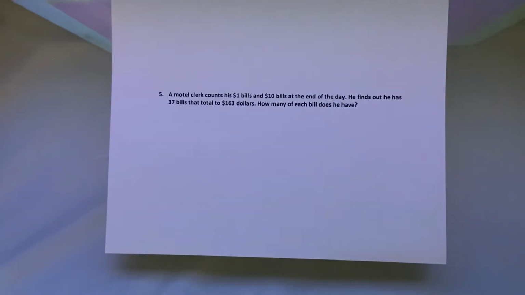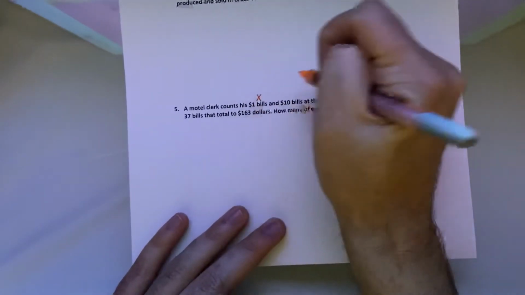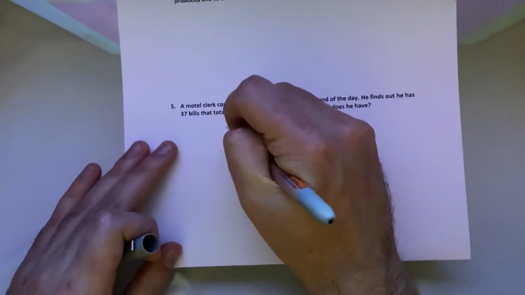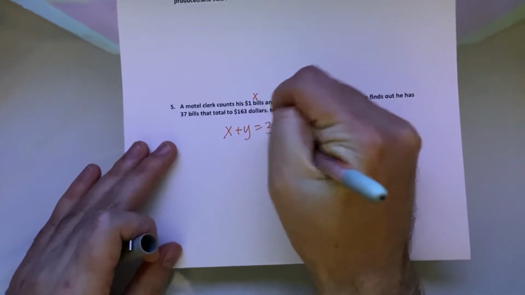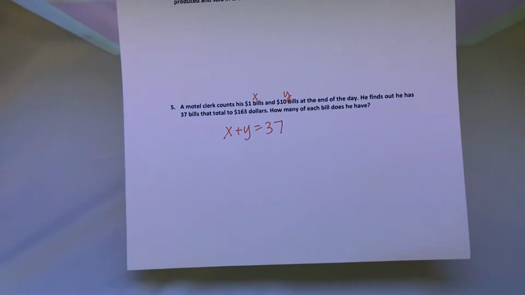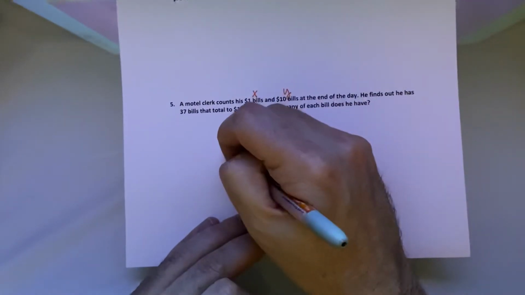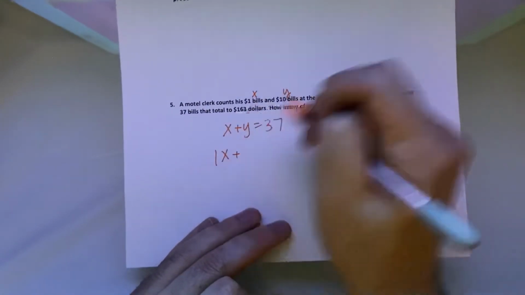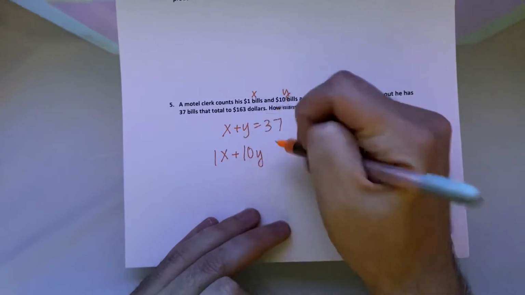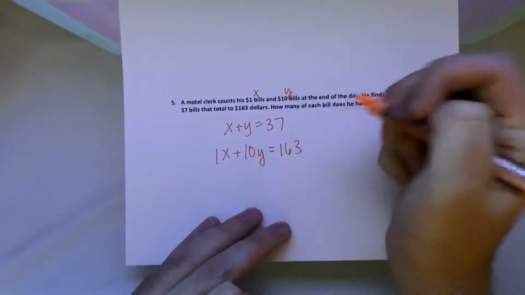Number 5 is another classic example of this type of problem. A motel clerk counts his $1 bills and $10 bills at the end of the day. He finds out he has 37 bills that totaled $163. How many of each bill does he have? So X be the $1 bills and Y be the $10 bills. What we know is the number of bills, X plus Y, is 37. Now we also know the value. So every X counts as 1. So it's 1X. But every y counts as 10. So 1x plus 10y equals 163.